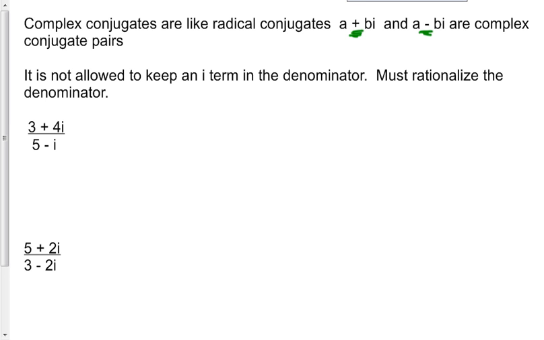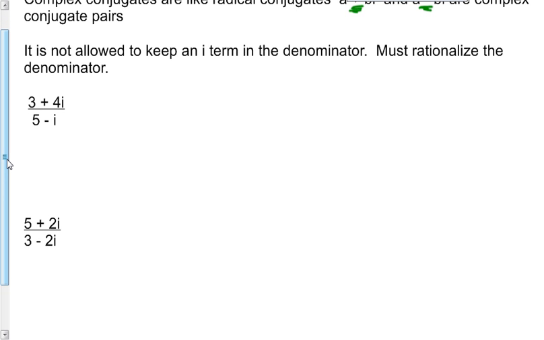So in this first one, 3 plus 4i over 5 minus i. We look in the bottom. The bottom shows that we've got an i term. Can't keep the i term. We need to multiply by its conjugate pair. 5 minus i has 5 plus i as the conjugate pair. Multiply on the bottom, we have to multiply by that same thing on the top as well.